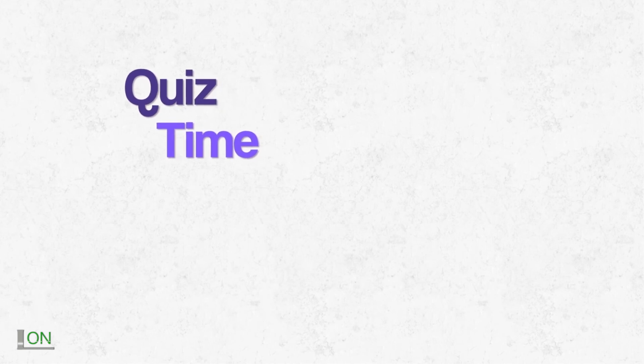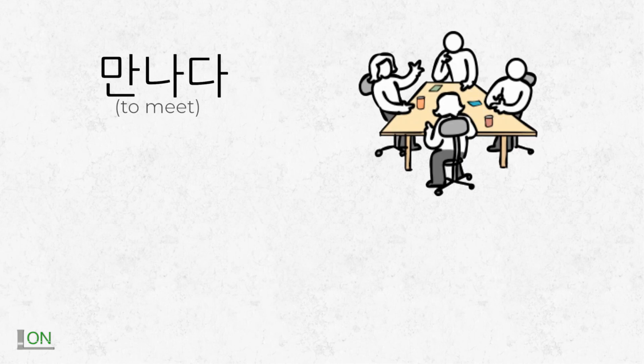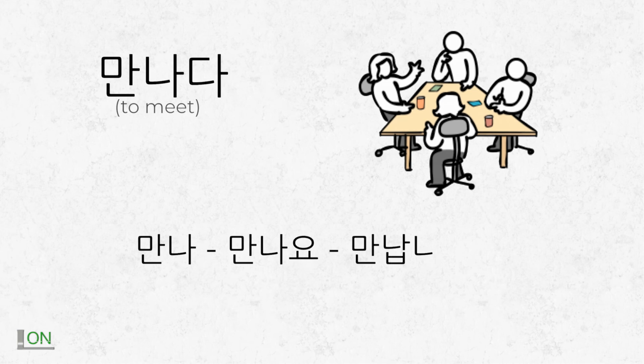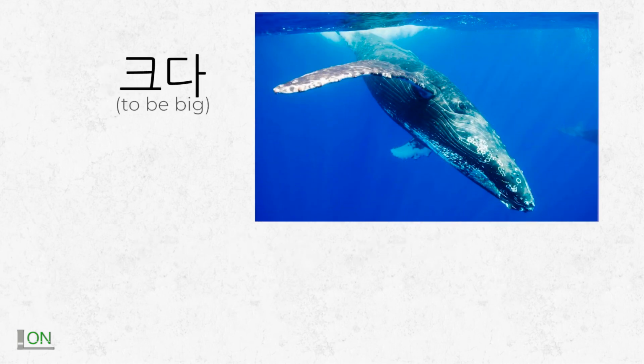Let's have some quiz time in order to just practice all the stuff we've learned in this video. I give you an infinitive of the verb, adjective, etc. and I give you the translation of this verb and you try to conjugate it into casual, polite, and formal. 만나다, to meet. 만나, 만나요, 만납니다. 크다, to be big. 커, 커요, 큽니다.